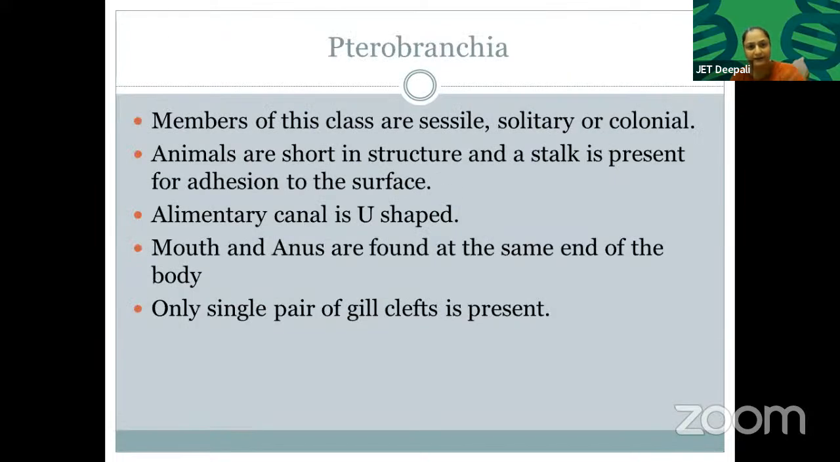Pterobranchia. What is the difference? The main difference is that their mouth and anus are situated at one end. Only a single pair of gill clefts is present, whereas the others have many. Animals are short in structure and a stalk is present, means they are sedentary. They are attached to the stalk bottom. They are sessile. Sessile means they are not moving anywhere. They are attached to the surface through the stalk. They are solitary or colonial, means they love to enjoy their own company, or they love to enjoy it with fellow beings.